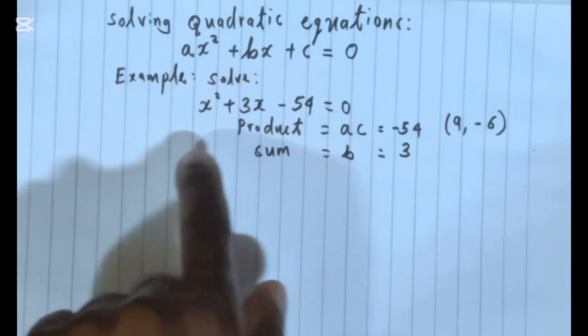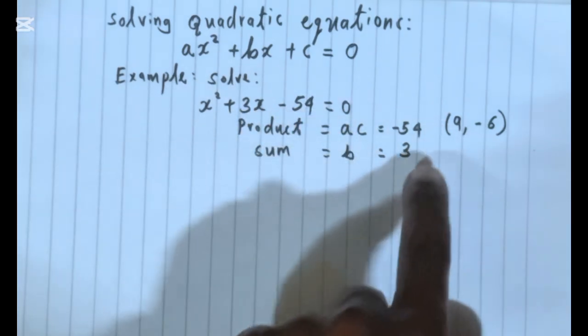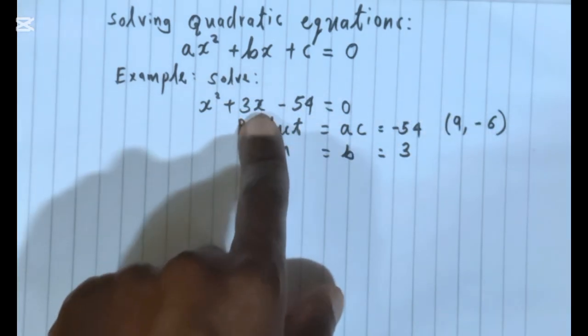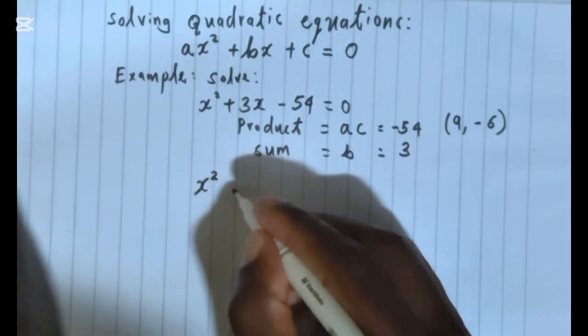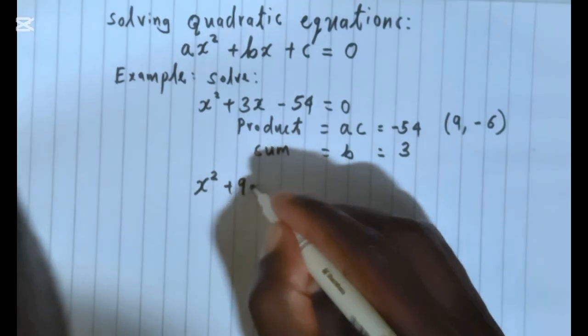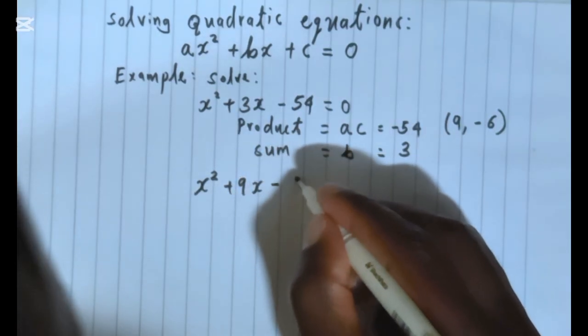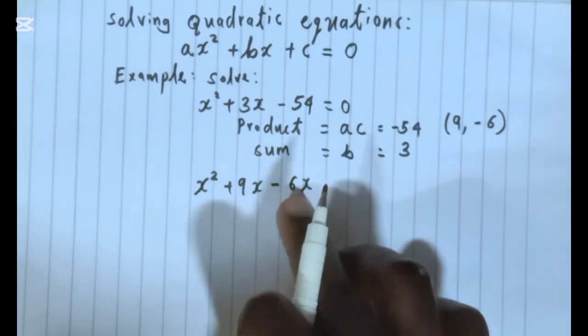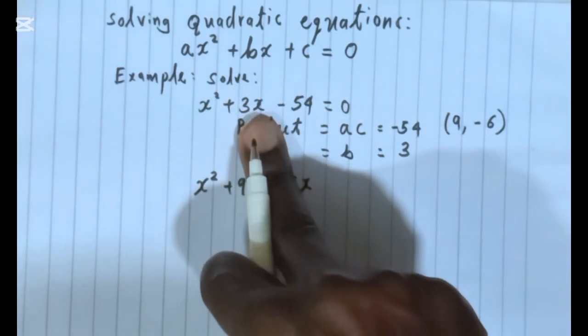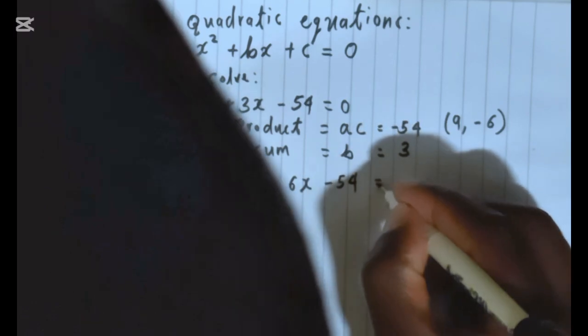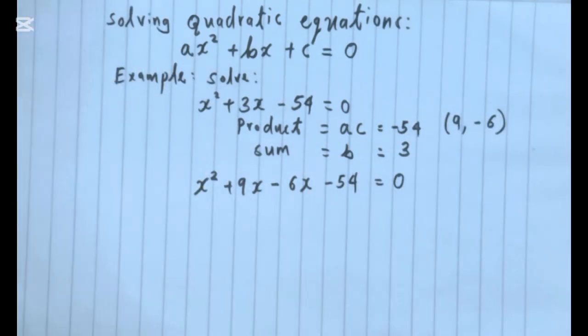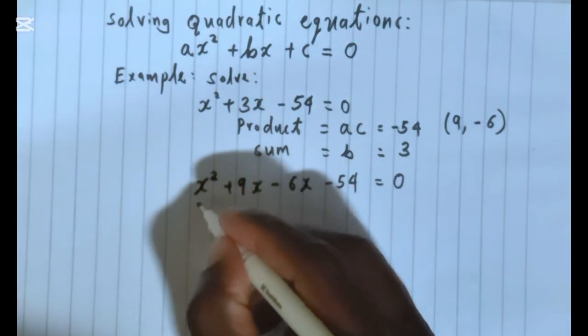So we are going to rewrite the equation using 9 and negative 6 in the place of b, that is 3x. So that's going to be x squared plus 9x minus 6x. So 9x minus 6x gives us 3x, which is the value of b there, minus 54. And all of that will equate to 0. Awesome. So then we pair them and factorize them.